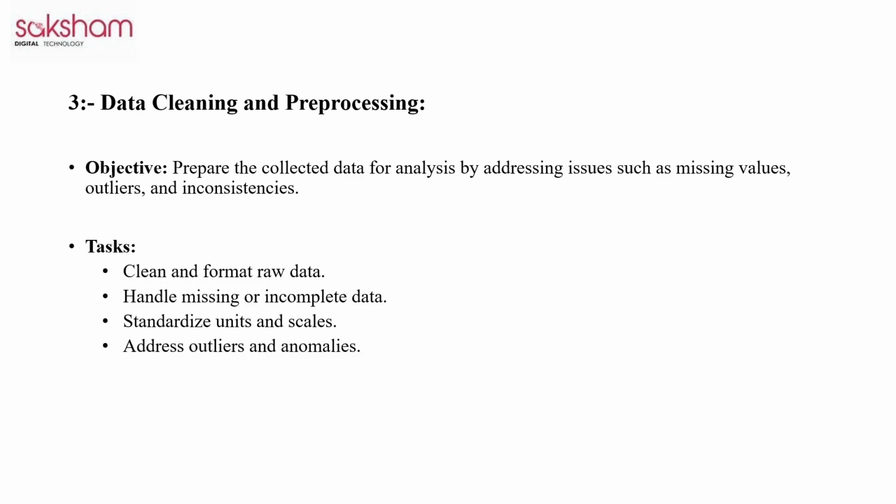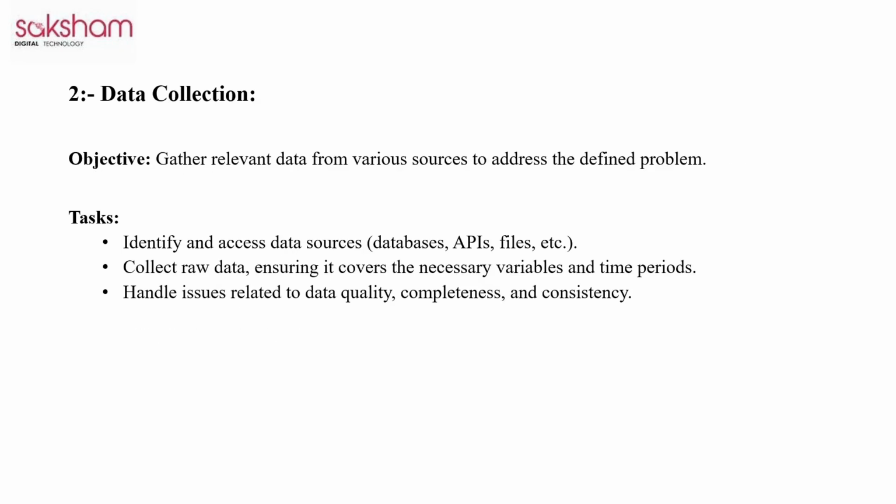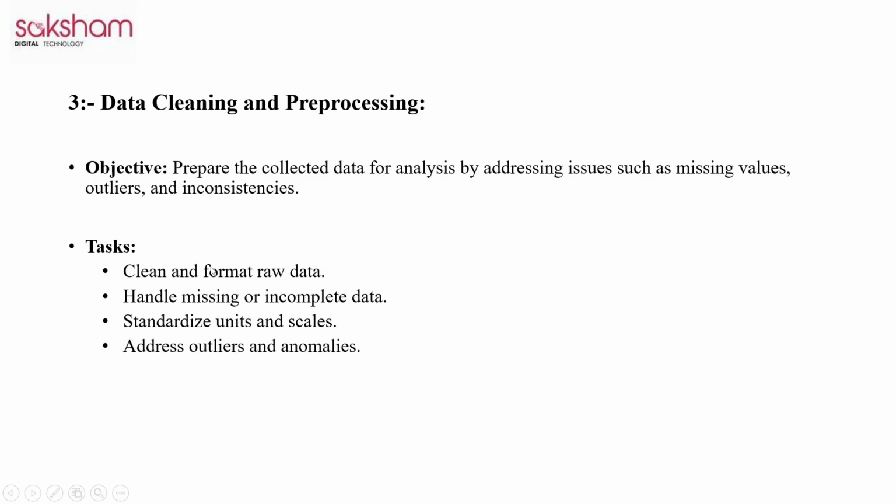The inconsistency is also not consistent in the data variables. So what are the tasks for this data cleaning and data processing? Pre-processing: clean and format raw data. In the previous step I showed you how to identify, access, and collect raw data. You just collected the raw data, and in this process you clean and format the raw data.